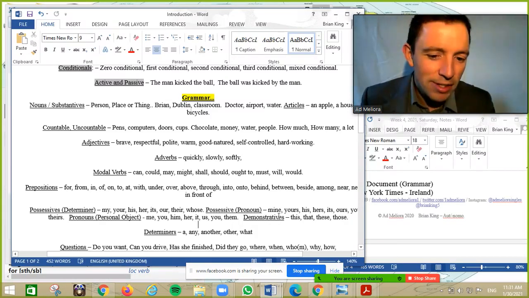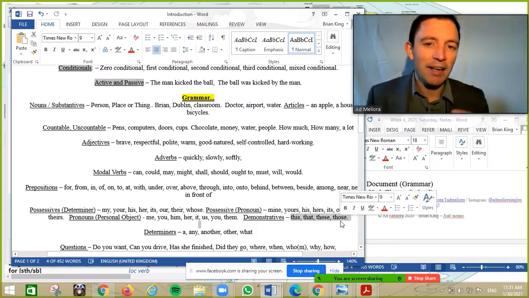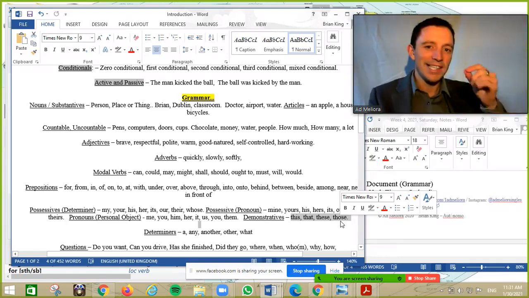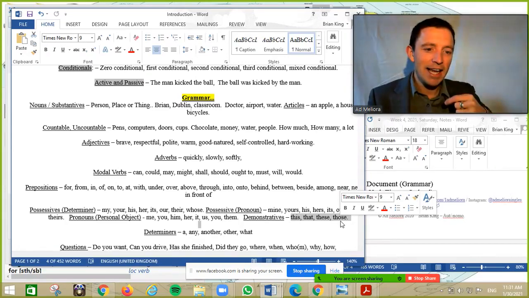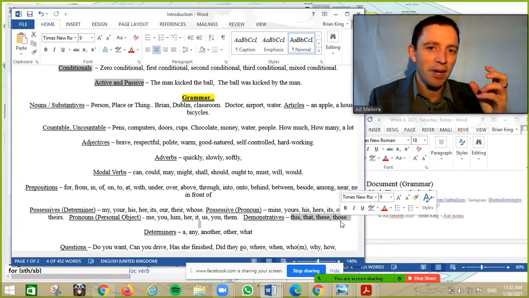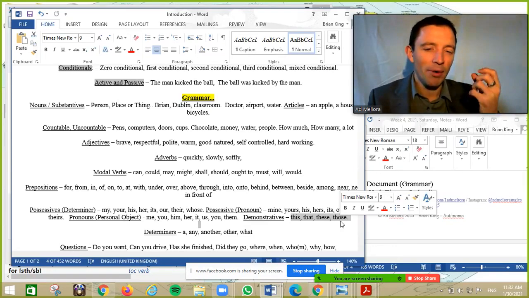The demonstratives also, the significance of this, that, these and those. Singular this, here; singular that, there; plural these, here; plural those, there. Okay, so that concept is very, very important, and you need to be very clear with the pronunciation as well. This, that, these and those.